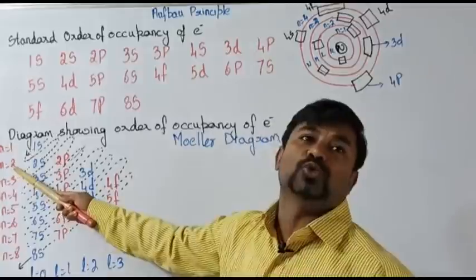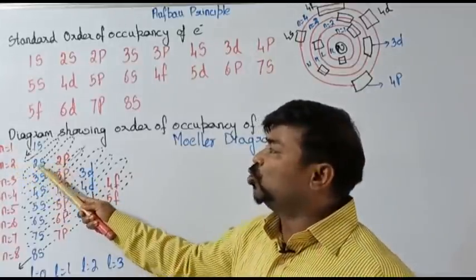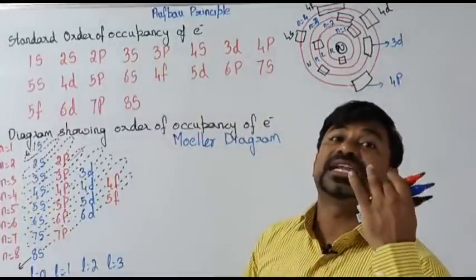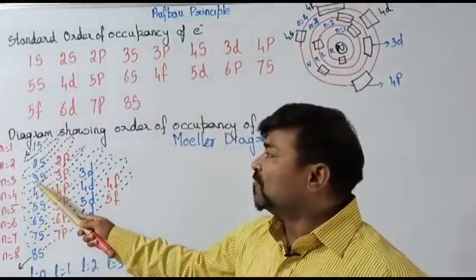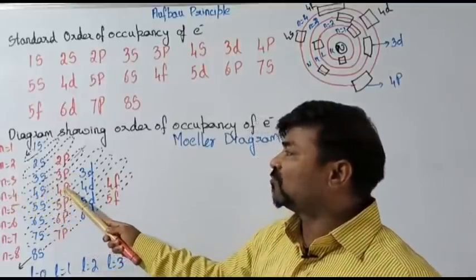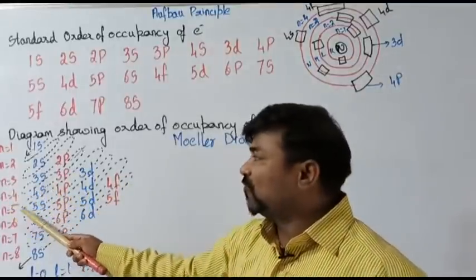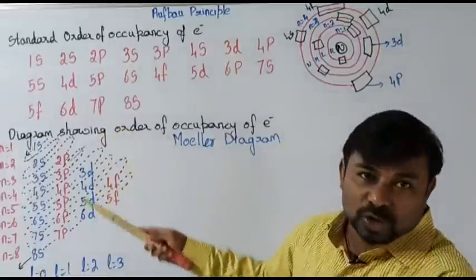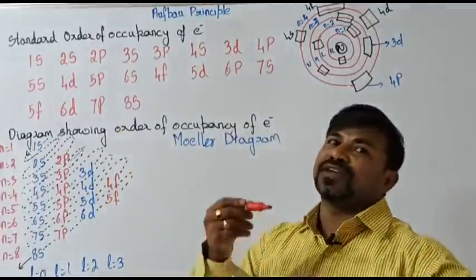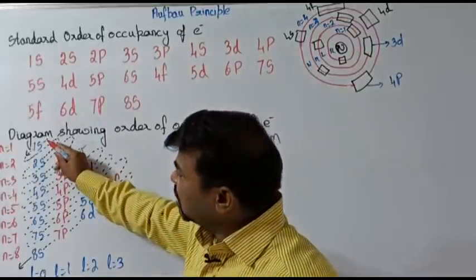For N is equal to 2, the second orbit, we have two orbitals, 2s and 2p. In the same way, N is equal to 3 is the K, L, M orbit, and we have 3s, 3p, 3d. If N is equal to 4, we have 4 orbitals. If N is equal to 5, we have 5 orbitals and so on. But what is the procedure? By following the rules, he has given us a diagram. So it is like this.